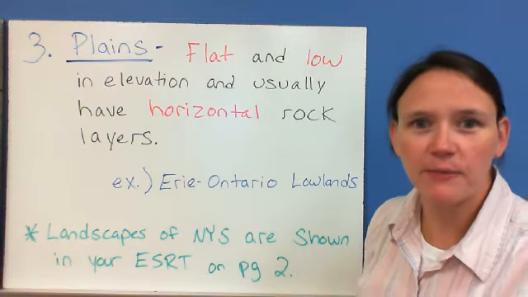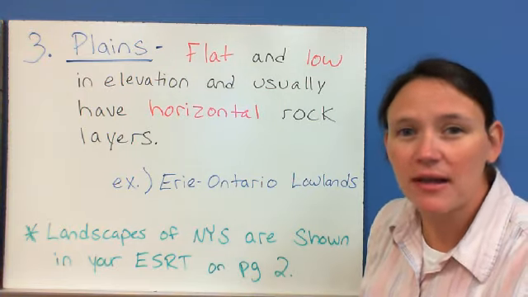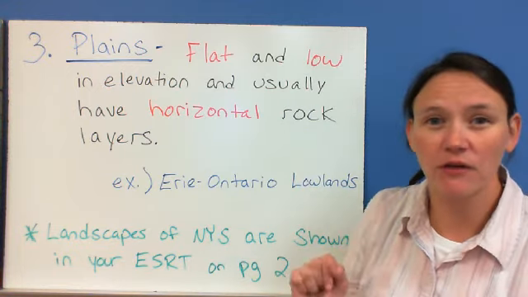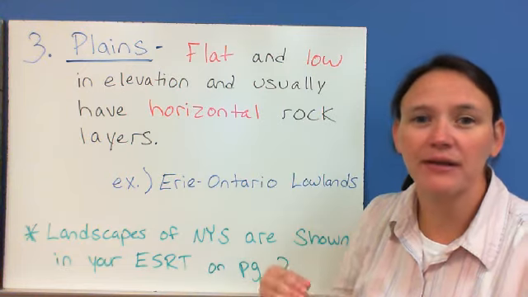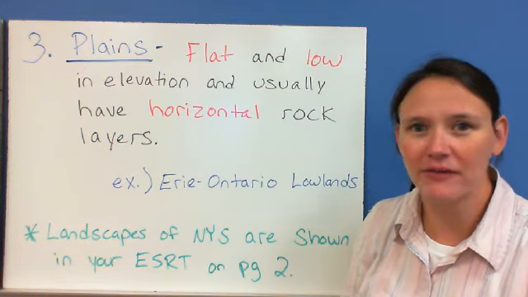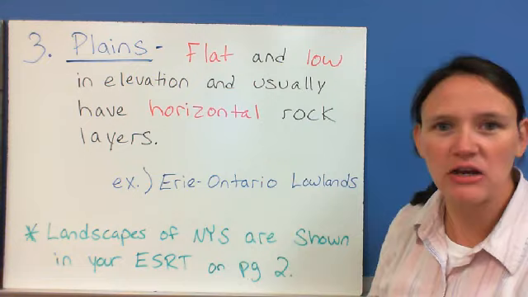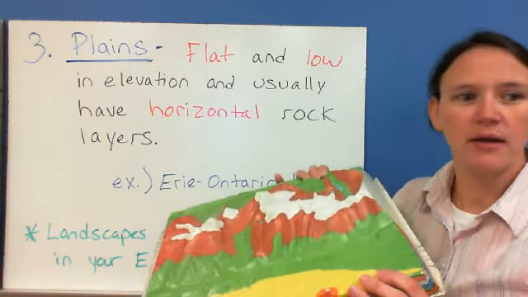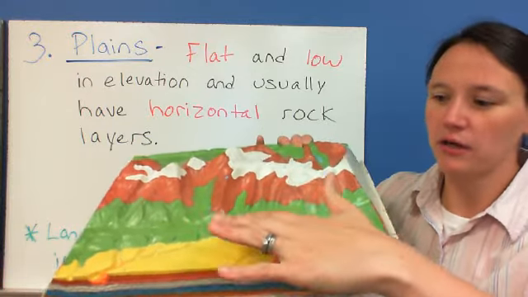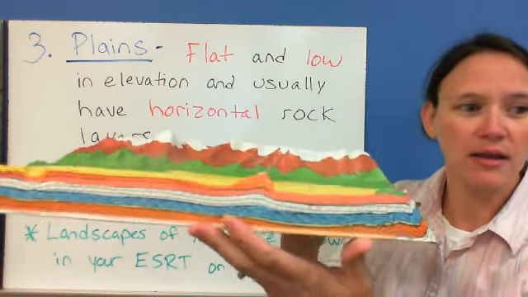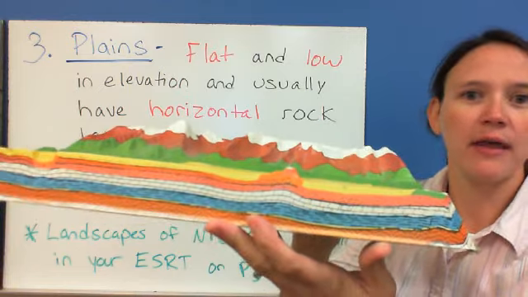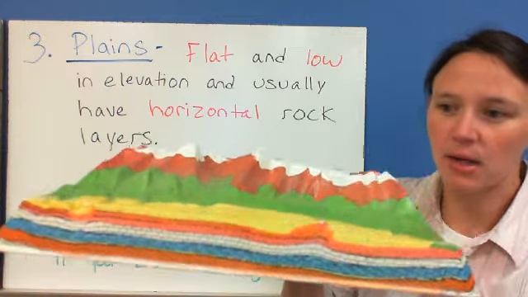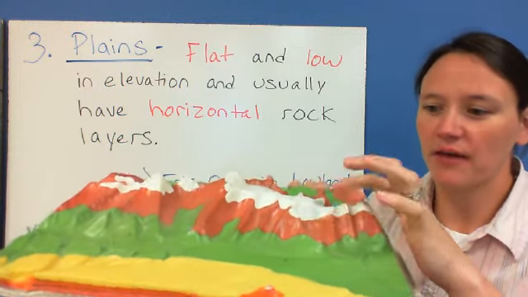All three of these types of landscapes are listed in your reference table, and that's on page 2. It's just above the map that we colored in class, and it shows the different landscape regions throughout New York State. And we actually are in the Erie, Ontario lowlands. If you look at this right here, you can see how you've got the mountains over here, and then it's lower and flatter. And if you look at the side, those layers are flat and horizontal. So they're going like that, but it's at a lower elevation than the mountains.